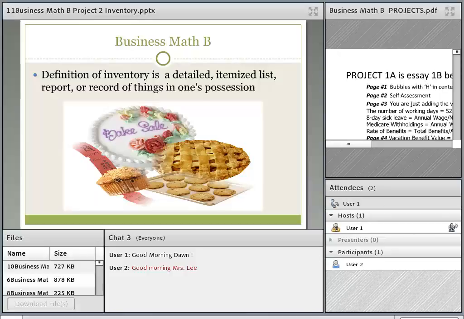The definition of inventory is the detailed, itemized list, report, or record of things in one's possession. And this applies for any type of business: schools, offices, computer places, bakeries, grocery stores. Every single business keeps track of its inventory.